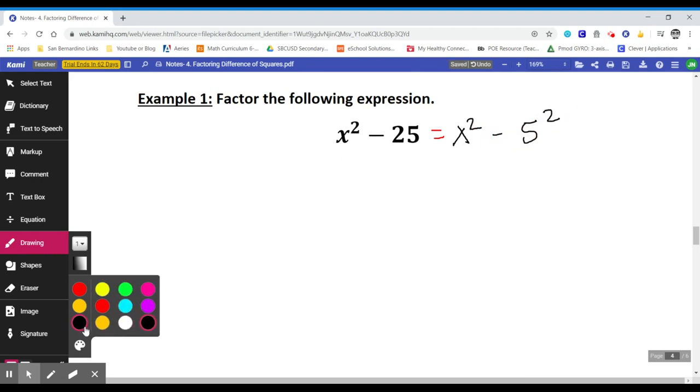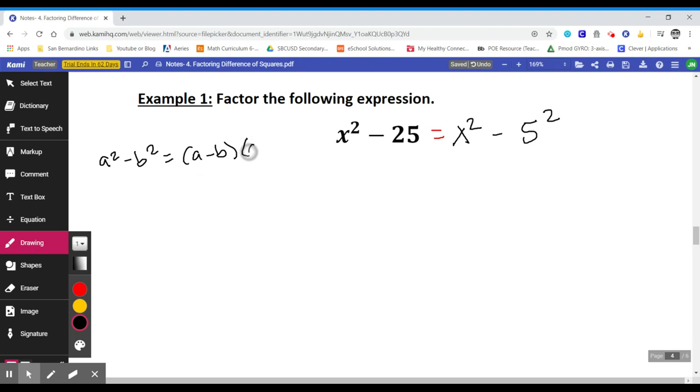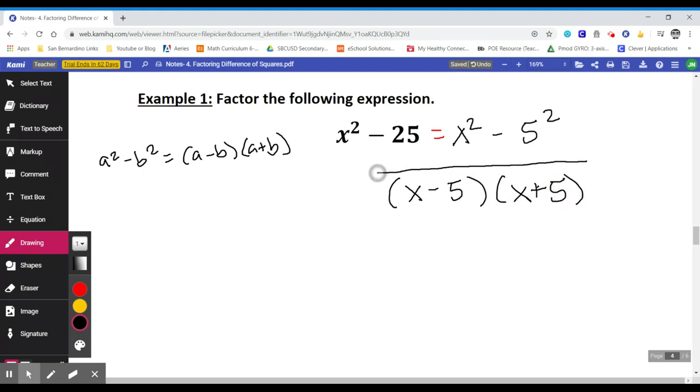Now that I have that, I can basically write down the answer, because using the formula a squared minus b squared is equal to a minus b multiplied by a plus b, I can just straight up say, okay, since I know this is a difference of squares, my final factors are x minus 5 multiplied by x plus 5. No need to do the x, no need to do the box, none of that. Just jump straight into the answer. If you actually multiply this out, you would get the original problem.